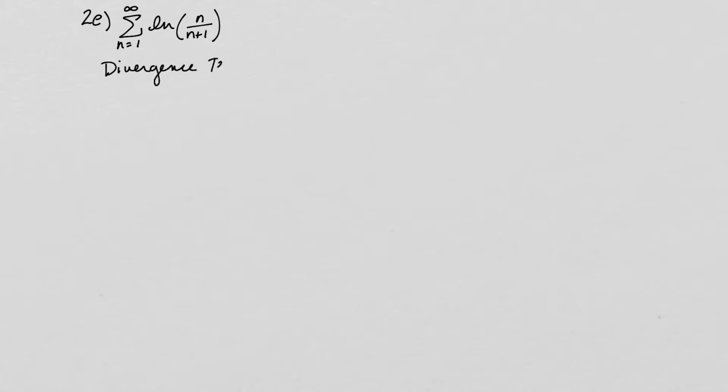So if I try the divergence test, we're looking at the limit as n approaches infinity of the natural log of n over n plus 1. If you plug in infinity into n over n plus 1, this limit is going to turn out to be 1 because the power on the top and the power on the bottom are the same. So this is going to be the natural log of 1, and the natural log of 1 is 0. So that's sad because the divergence test didn't tell me anything. So I have to try a different test.